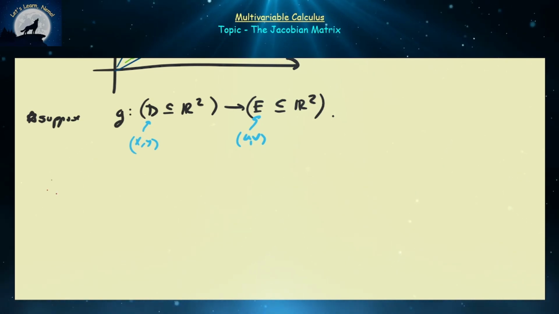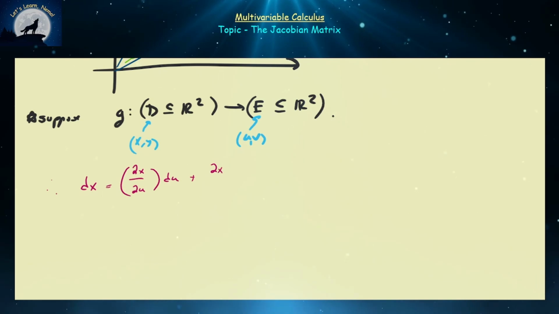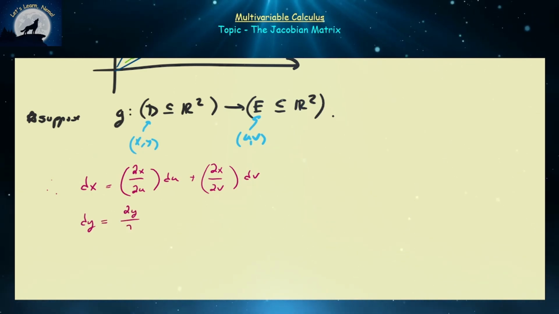So how will we do that? So that's going to be dx is equal to the partial of x with respect to u times the total differential of u, plus the partial derivative of x with respect to v times the total differential of v. And similarly, we could do it for y as well. So dy will be equal to partial y partial u times du plus partial y partial v dv.